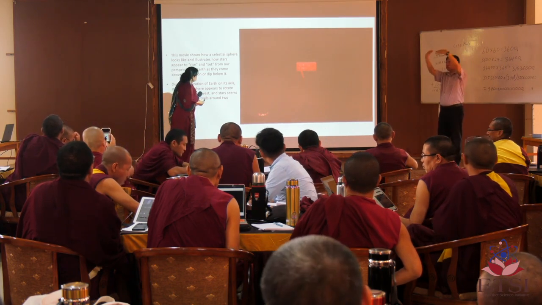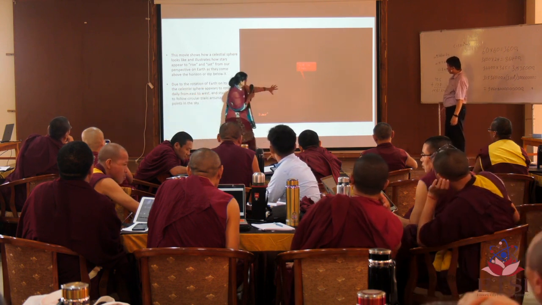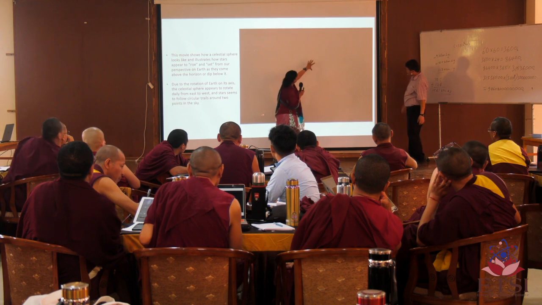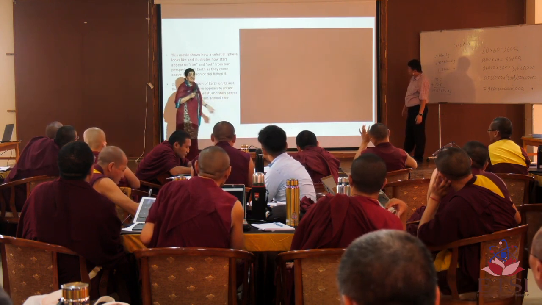So I'm not sure if you can really see, but you see the stars going above the horizon, then it goes here, then dips below it. So this is every day we see that, right?